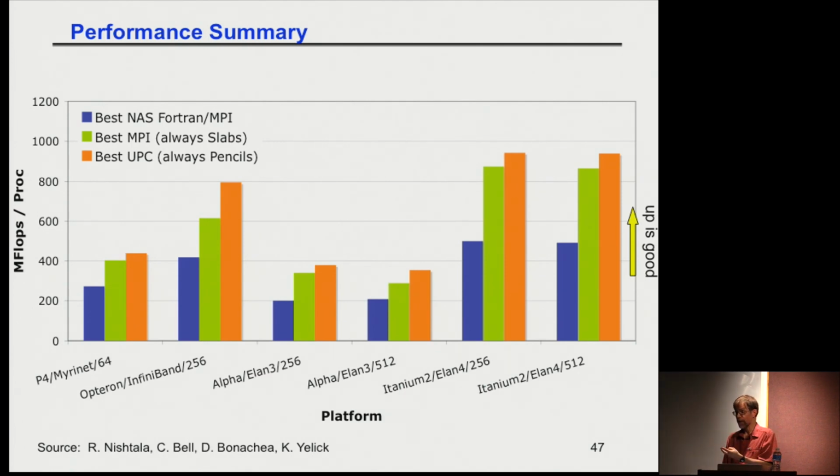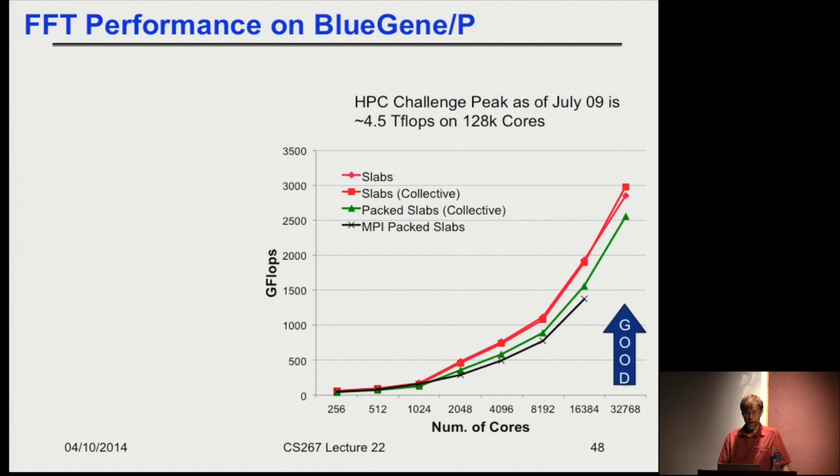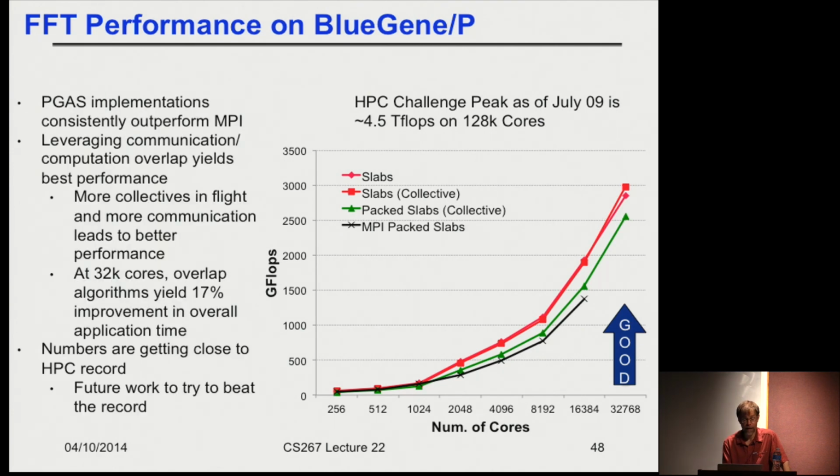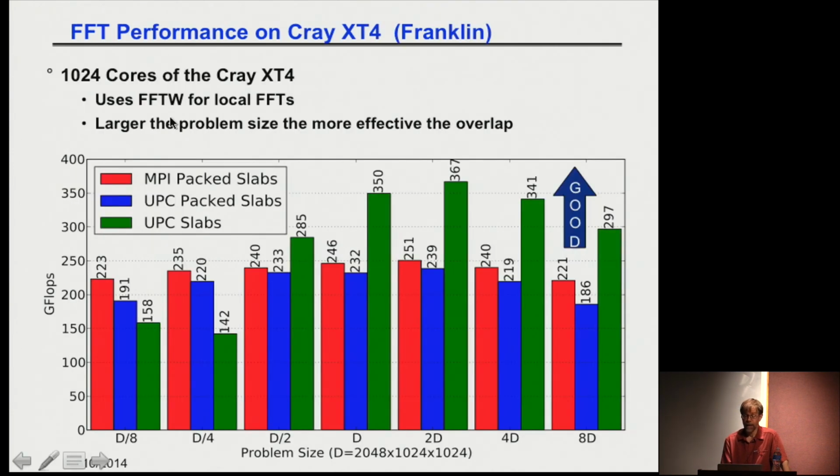And I just have 2 more slides to show you the same story on a bunch of other platforms that they did. So again, people have these races all the time. Here, this was on an IBM Blue Gene/P. The vertical axis is gigaflops, up is good. Again, as you go from packed slabs to slabs, it helps to send more small messages. Let me just skip ahead on this one, because I don't have that much time left.